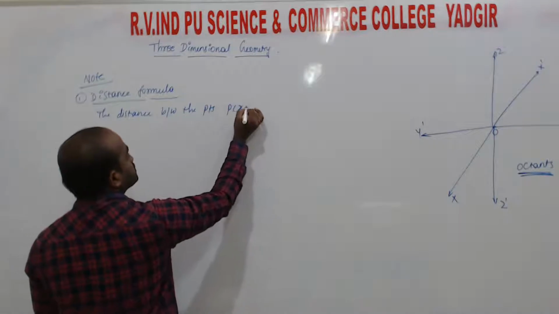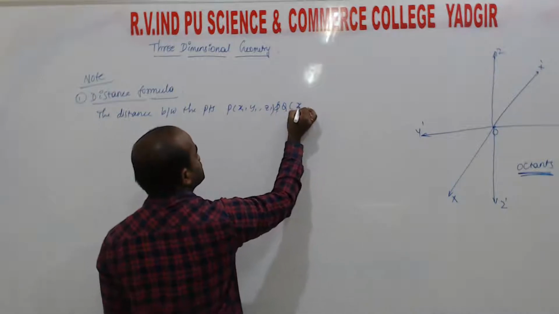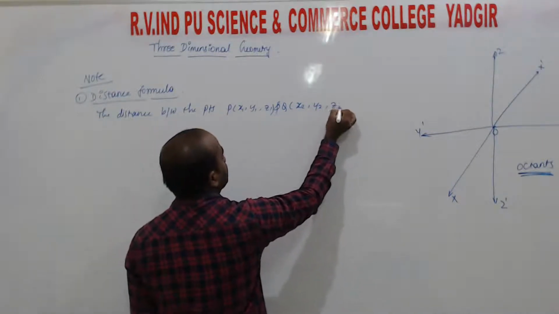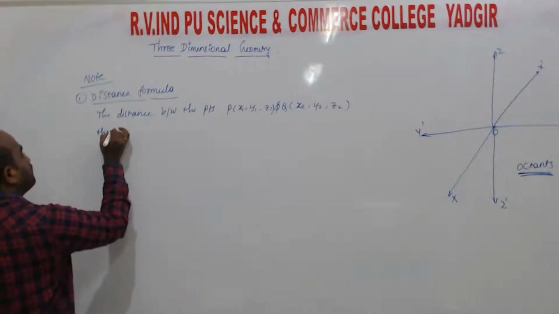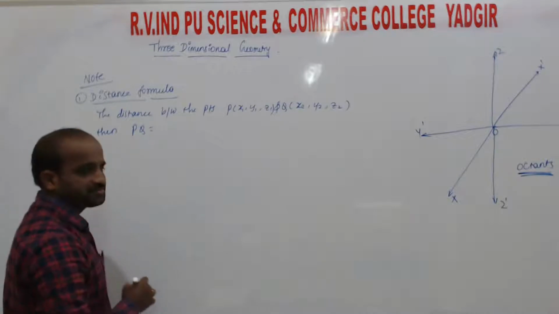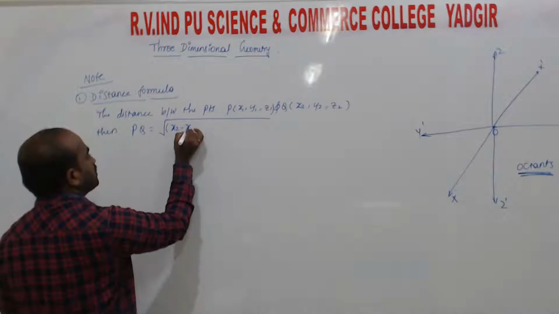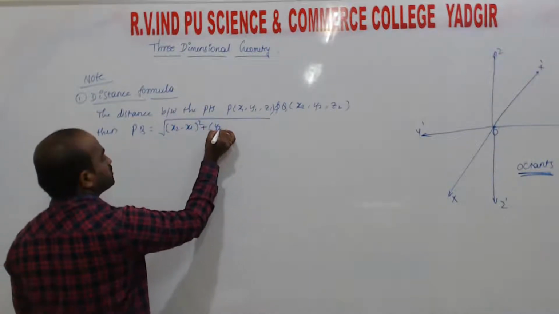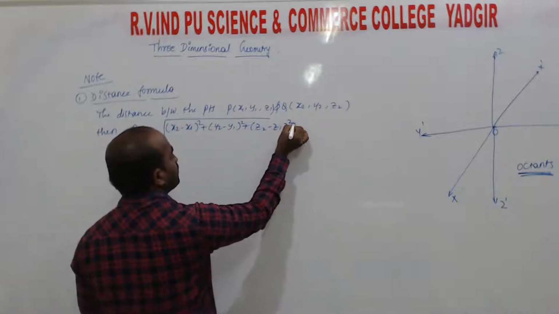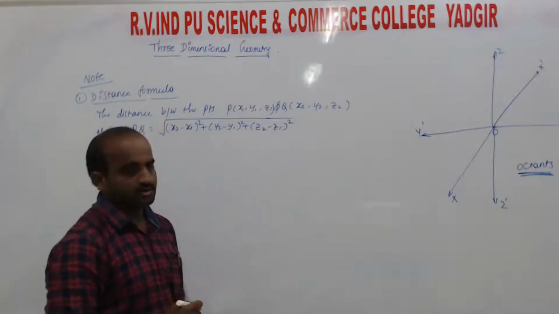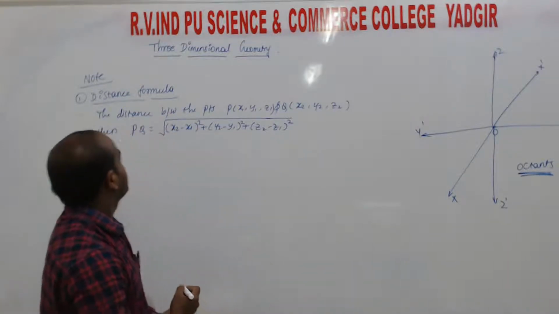Let P be (x1, y1, z1) and Q be (x2, y2, z2). Then PQ, the distance between the two points, is equal to the root of (x2 minus x1) whole square plus (y2 minus y1) whole square plus (z2 minus z1) whole square. We already studied this result in first year, the distance between the points A and B.